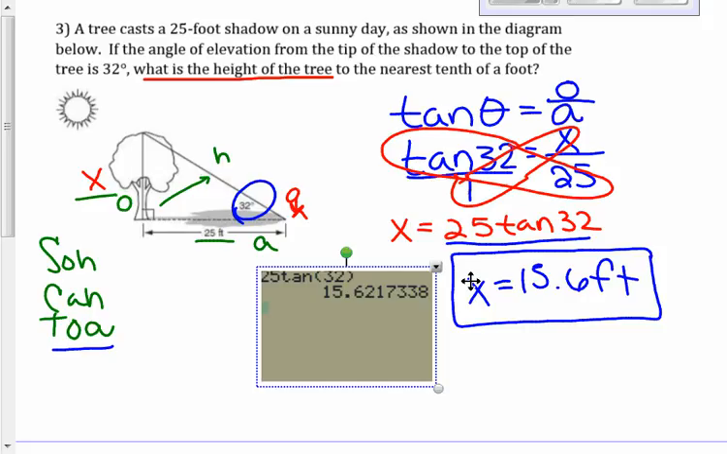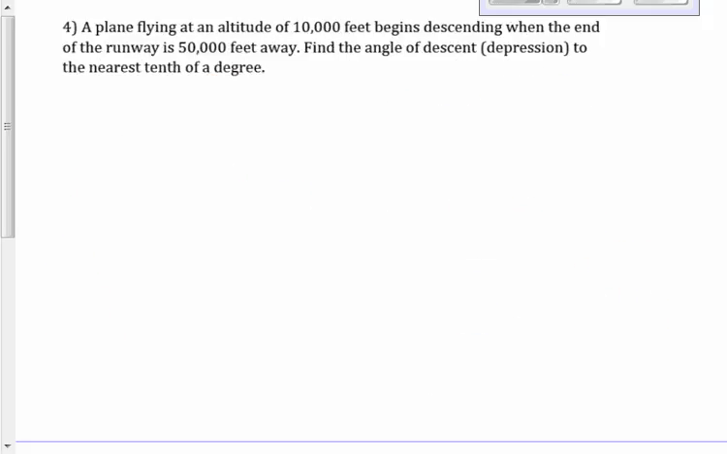Let's take a look at our last example here. A plane flying at an altitude of 10,000 feet begins descending when the end of the runway is 50,000 feet away. Find the angle of descent, depression, to the nearest tenth of a degree. So what I want you to do here is hit pause and try to work this one out by yourself. So first identify what type of angle you have, set up your triangle, and try to solve this. So take a few moments, hit pause, and try to complete this problem by yourself.